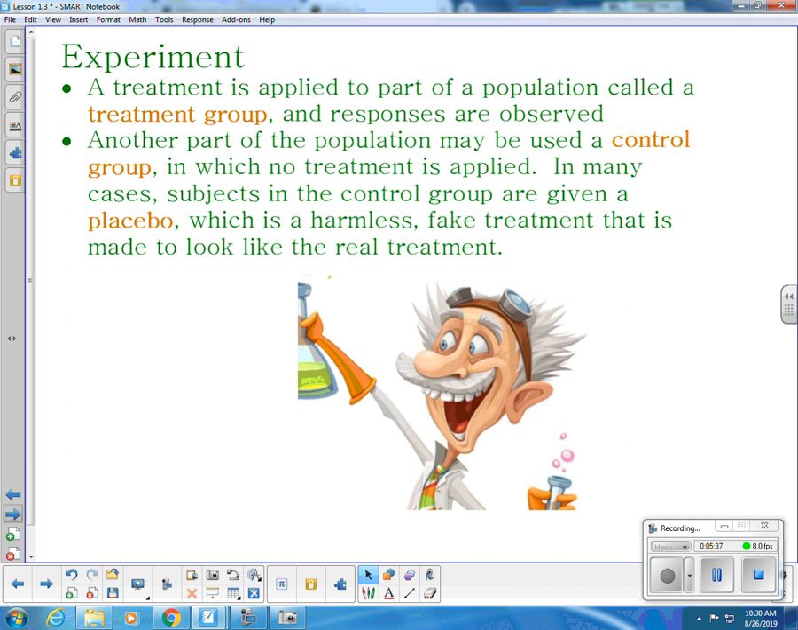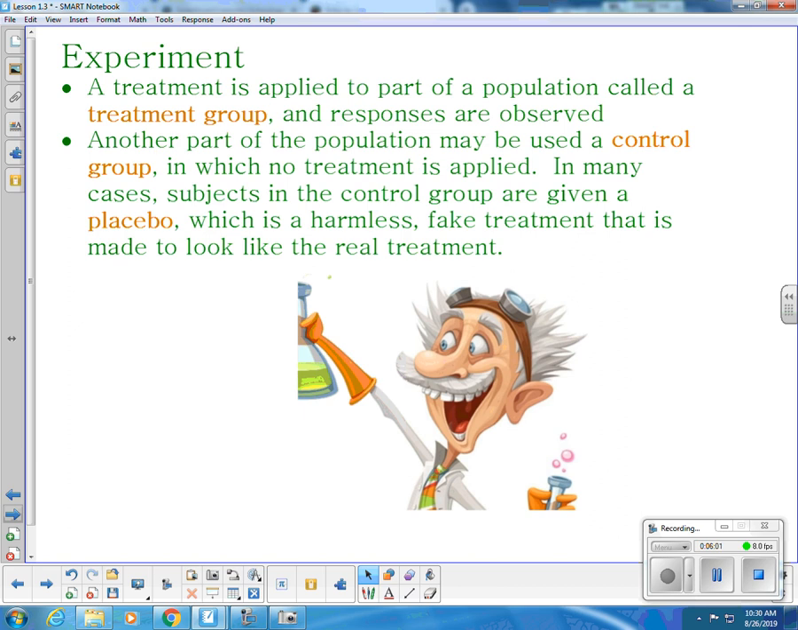Okay. Another part of the population may be used as a control group. Those are the people that you give a fake treatment to, a placebo. So they think they're getting the treatment, and then you're going to see. Okay? A placebo is a fake treatment. It looks like the real thing.